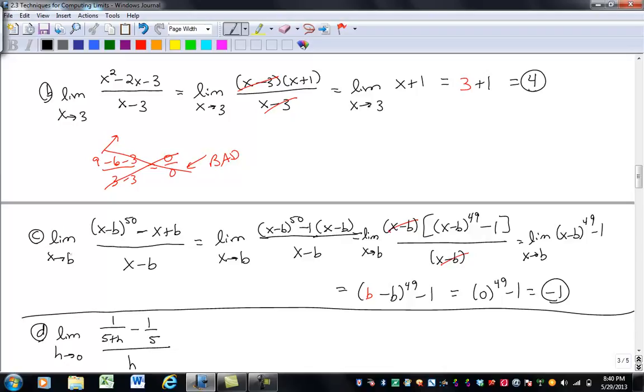So that's a really tricky one, and the tricky part is first factoring a negative 1 out to get an x minus b, and then factoring an x minus b out to cancel it in the denominator.